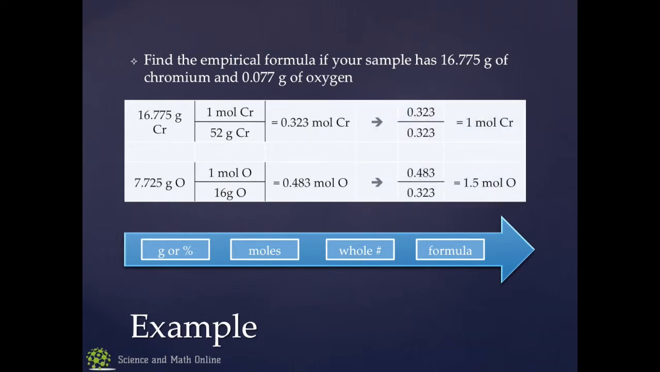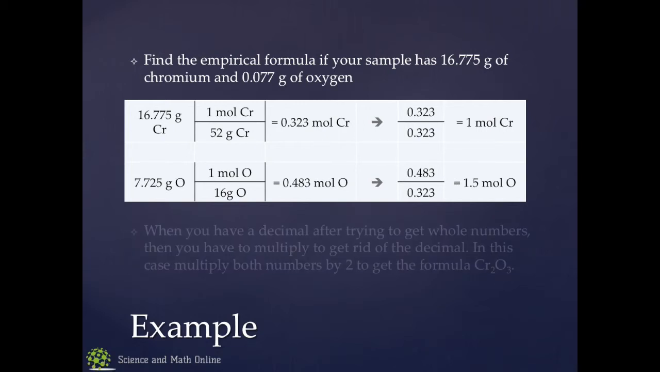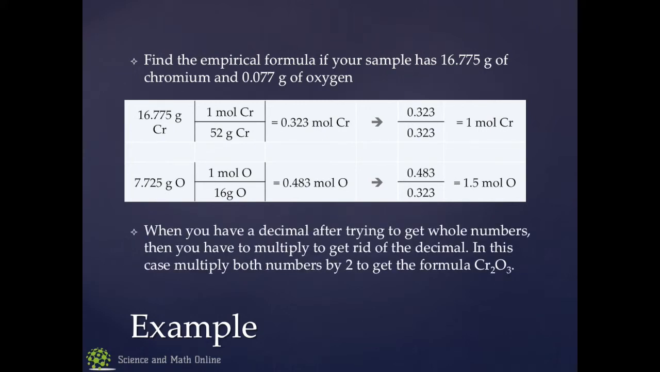But I run into a problem. 1.5 is not a whole number. And I can't divide by the smallest one again because the smallest one is 1. So, yeah, I need to do something about this. So when you get a decimal after trying to get the whole number, you need to multiply to get rid of the decimal.